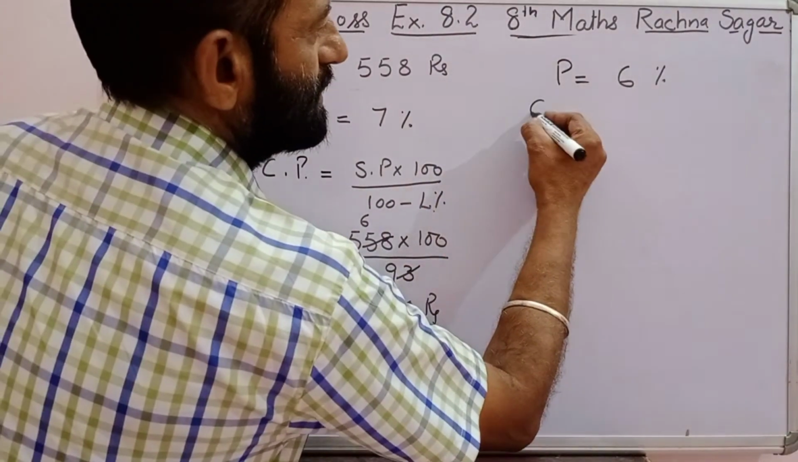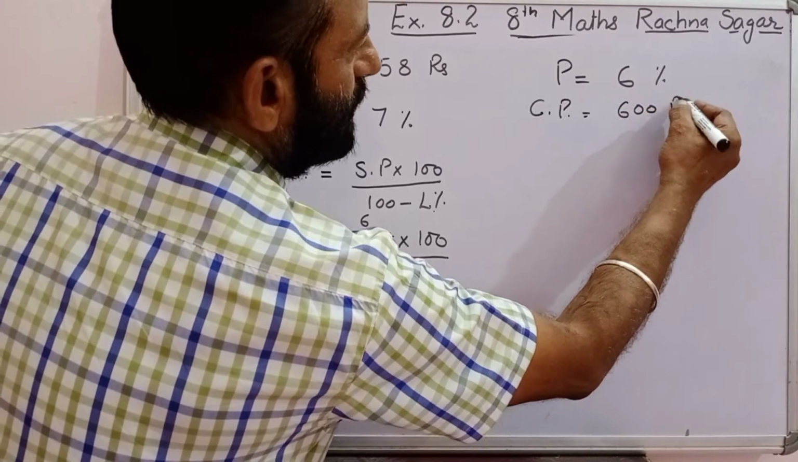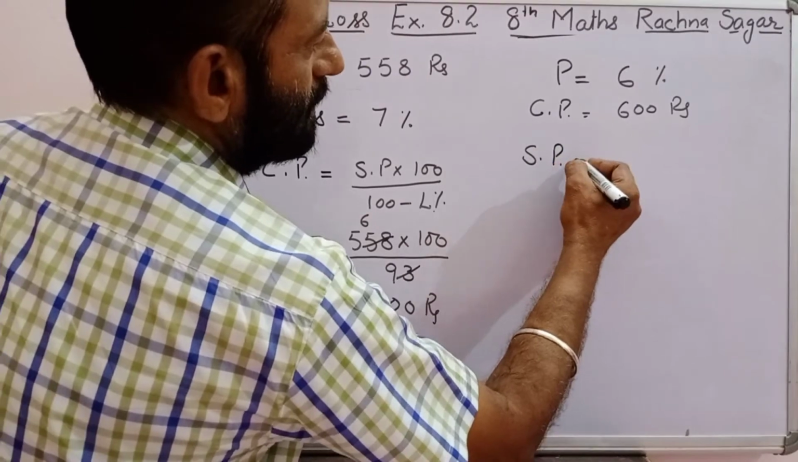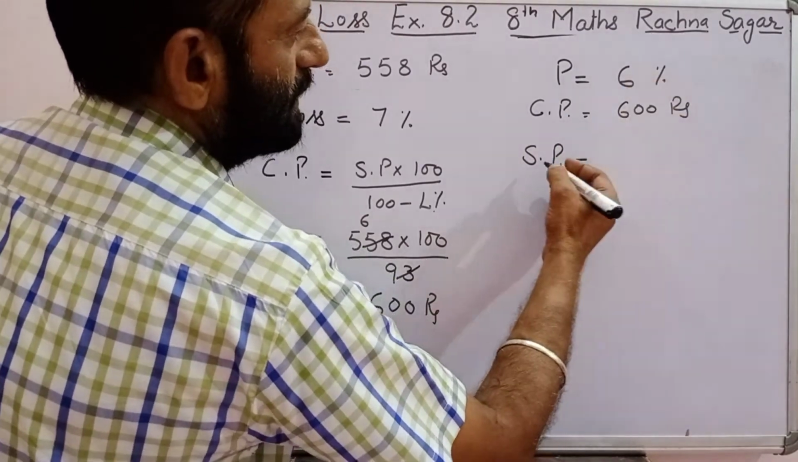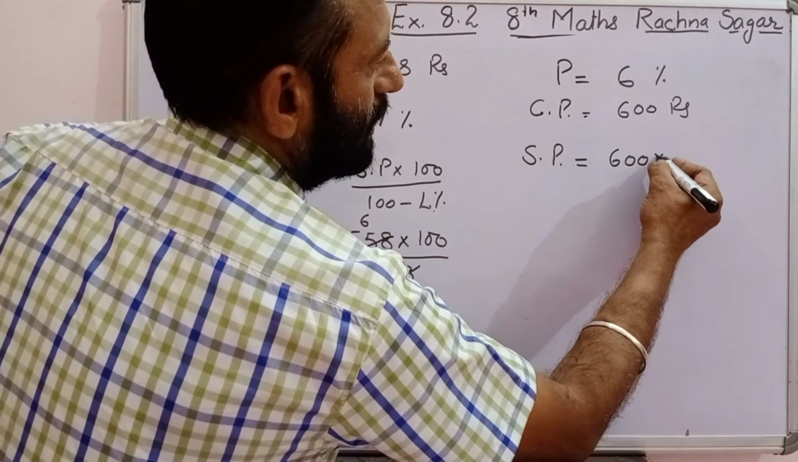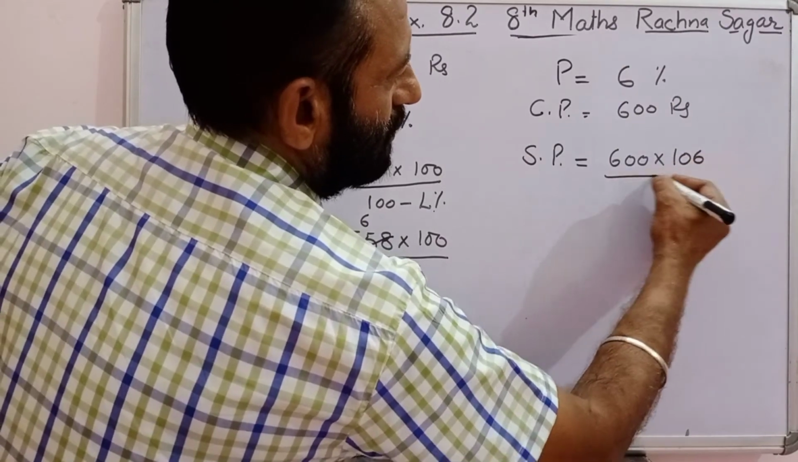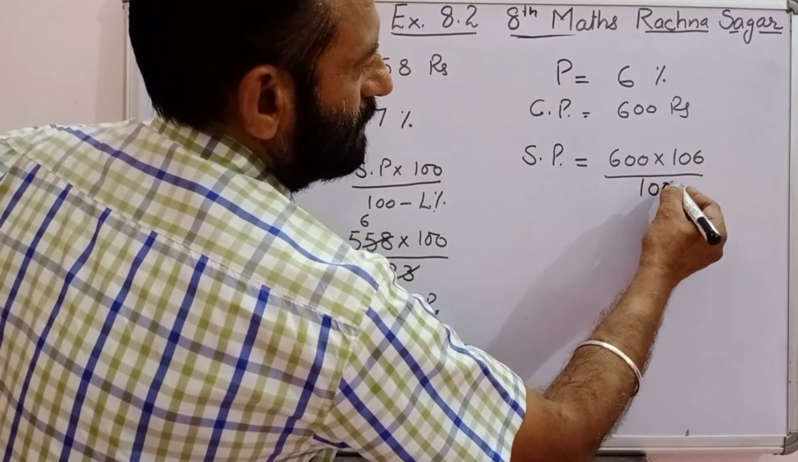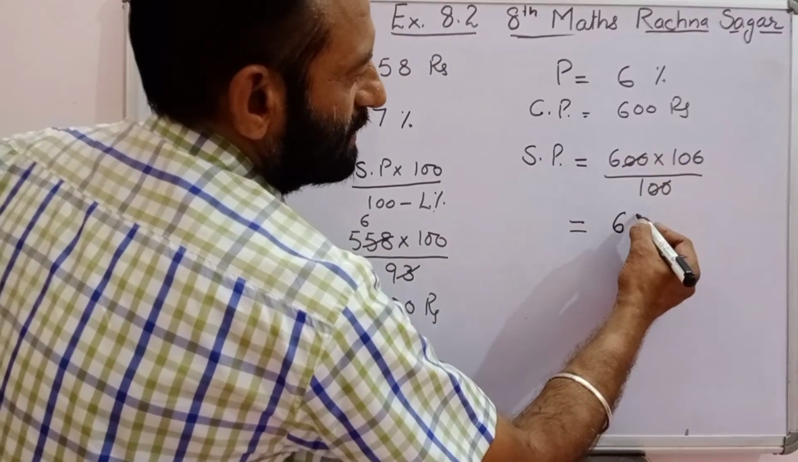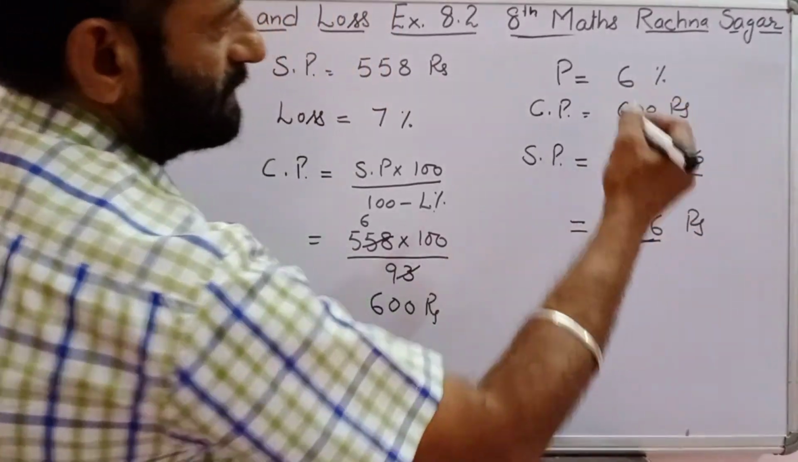Now CP is 600 and he needs a profit of 6%. So now we will find the selling price of the articles. To get a profit of 6%, selling price, we know that CP 600 into 100 plus profit percent, 100 plus 6, that is 106 over 100. So he should sell the mobile for 636 rupees to have a gain of 6%.